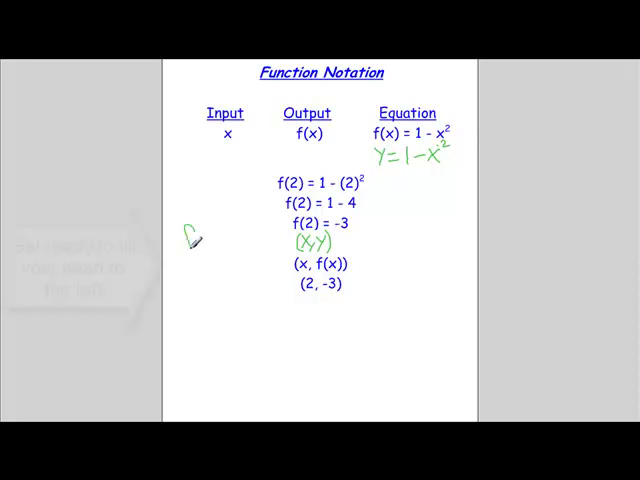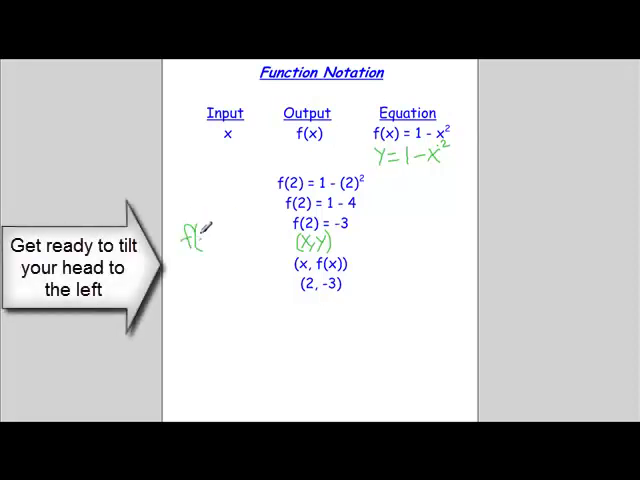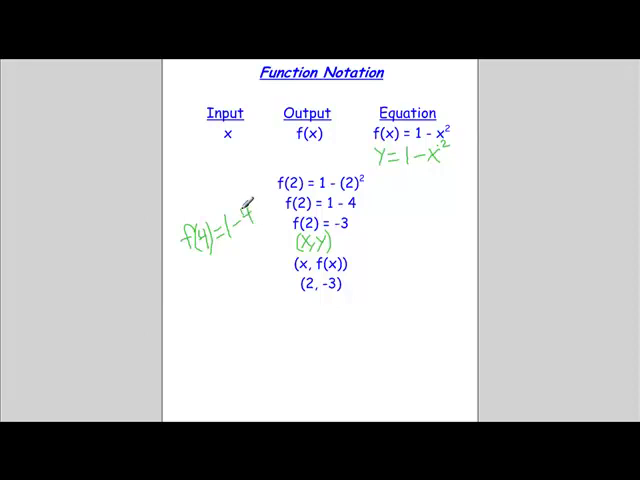So let's try another one. So f of 4 is going to be 1 minus 4 squared. F of 4 equals 1 minus 16. So f of 4 is equal to negative 15, and the point will be 4 comma negative 15. We plugged in 4 and we solved to find negative 15.